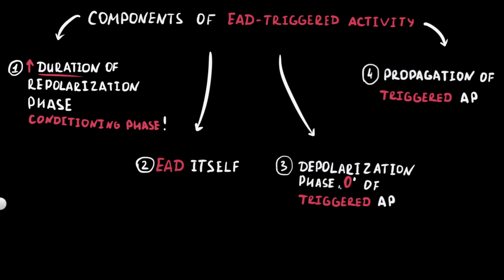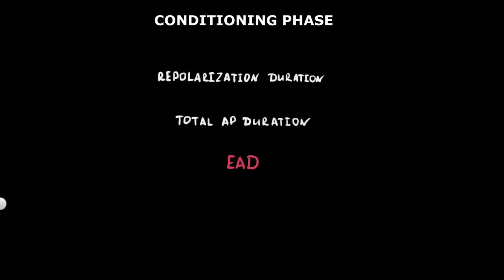The second one is early afterdepolarization itself. The third one is the depolarization phase 0 of the triggered action potential that arises from the early afterdepolarization. And the last one is the propagation of subsequent action potential causing triggered arrhythmias. Early afterdepolarizations are often, but not always, associated with the critical prolongation of time of action potential repolarization that leads to prolongation of action potential duration.